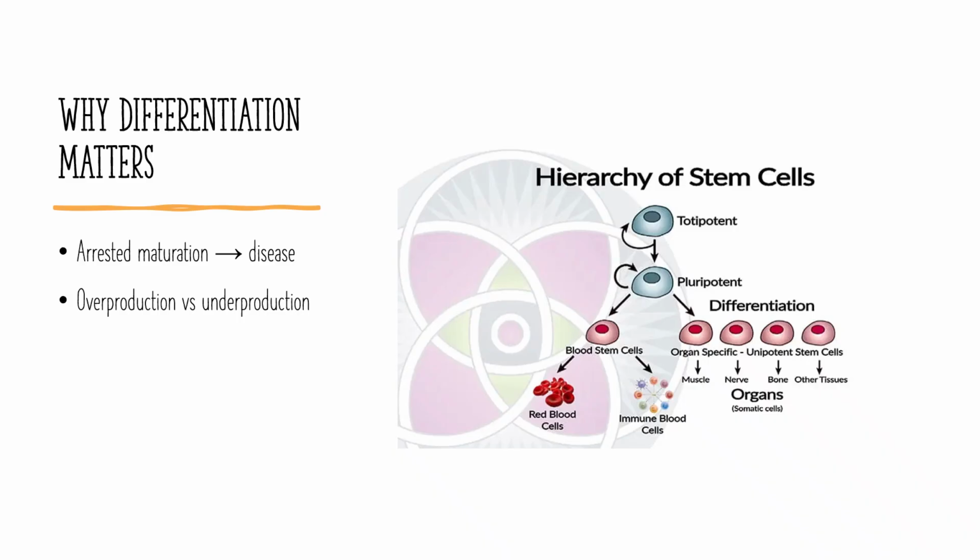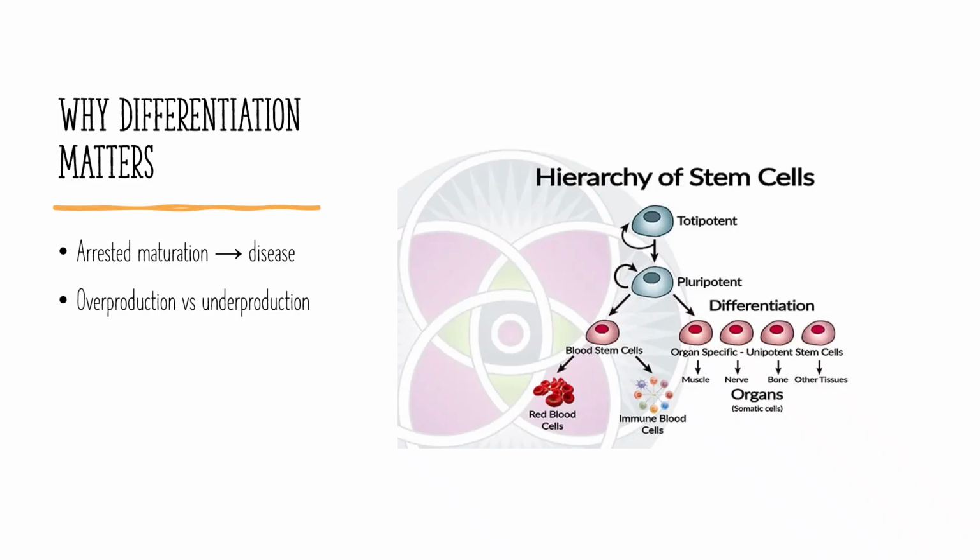This slide connects biology directly to diagnosis, and honestly, this is one of the most important conceptual ideas in hematology. Disease often isn't about cells appearing out of nowhere. It's about development going wrong. When differentiation is arrested, immature cells accumulate. Instead of progressing through maturation stages, they stop. And that's a hallmark feature of many hematologic malignancies. Alternatively, production may be excessive or insufficient. Too much proliferation leads to crowding and ineffective hematopoiesis. Too little production leads to cytopenias.